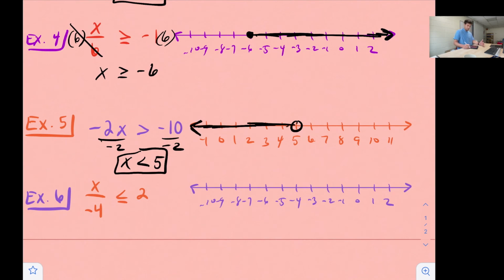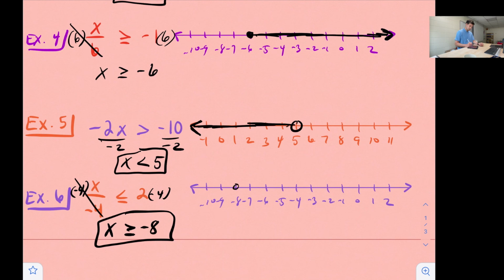All right, same kind of thing on number 6, but we are going to use multiplication to undo this division. So multiply both sides by negative 4. Over here, our negative 4s will cancel. We have x. We have to flip this sign because we multiplied by a negative, greater than or equal to negative 8. So we find negative 8, and we shade to the right. And that is how you solve simple inequalities.